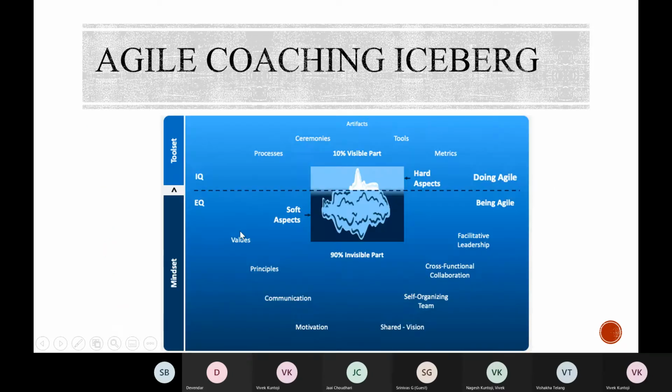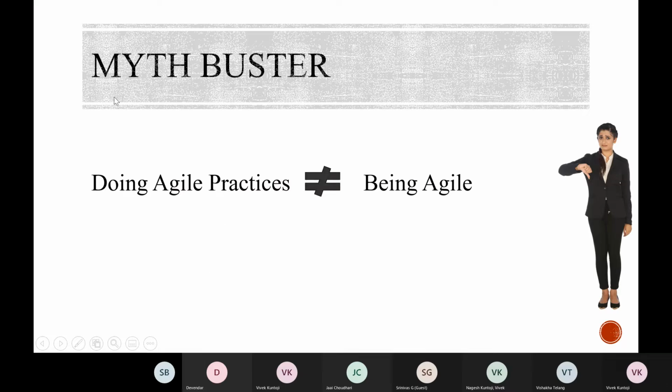Okay, moving on. I would like to bust a myth, which is that doing agile practices is not equal to being agile. People who think that implementing processes, tools, etc. means they are being agile, your assumption is entirely wrong. You have a myth that you are being agile. Doing agile practices is not equal to being agile.